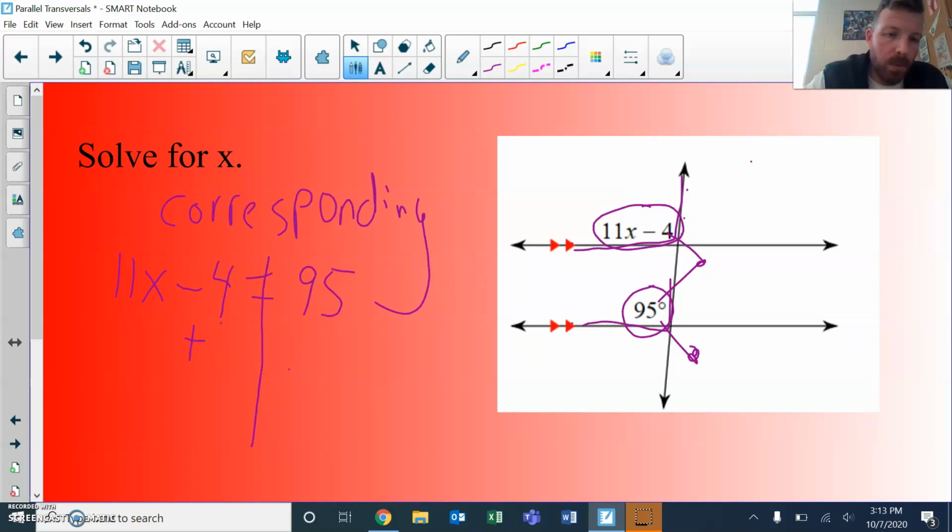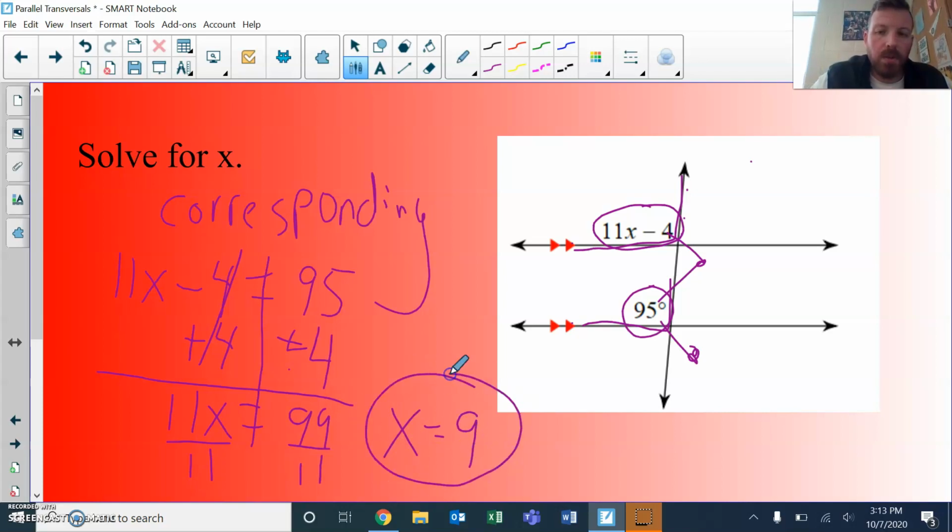So we're going to add 4 to both sides, and that's going to give us 99 on this side. And it's going to give us 11x, which means that x is going to be 9, all right? And so that's how you solve for x. So it depends. Sometimes, though, it's 180 degrees. So let's take a look at the next problem and see.